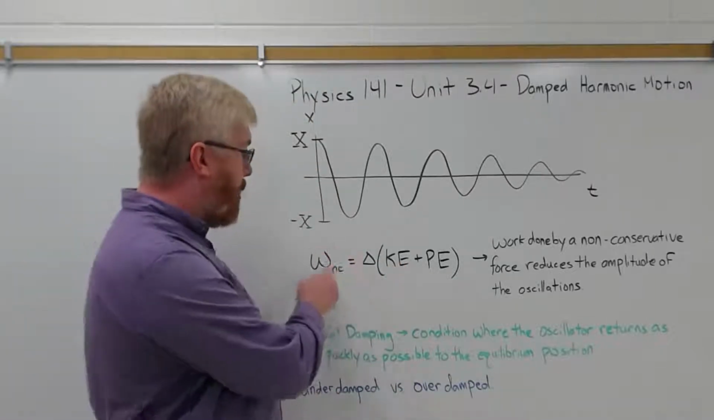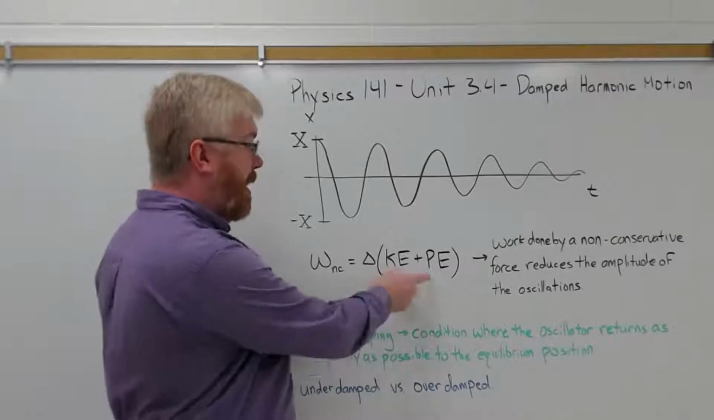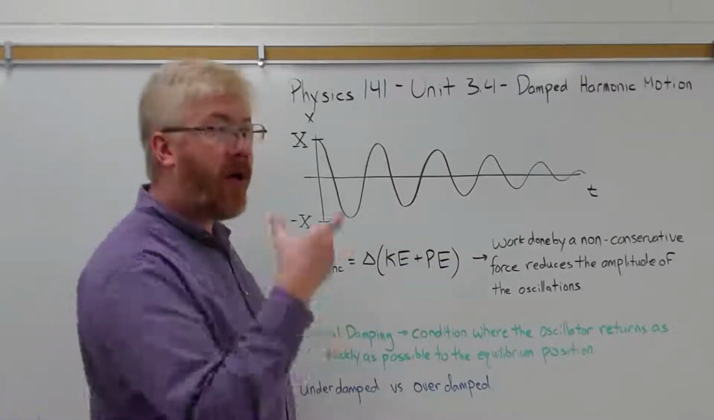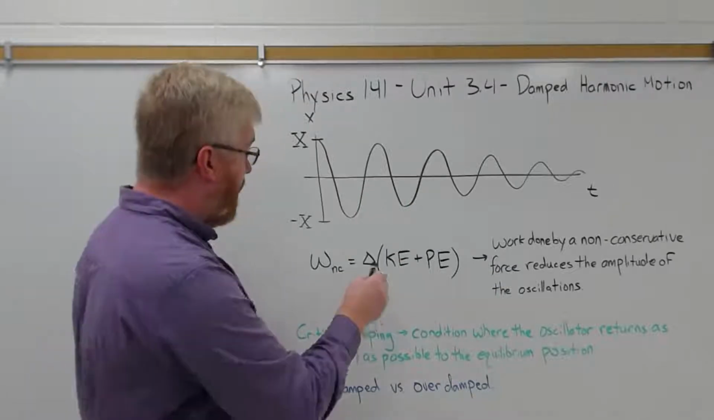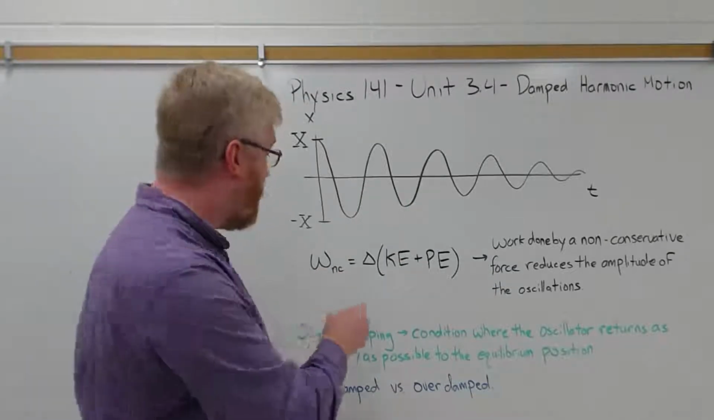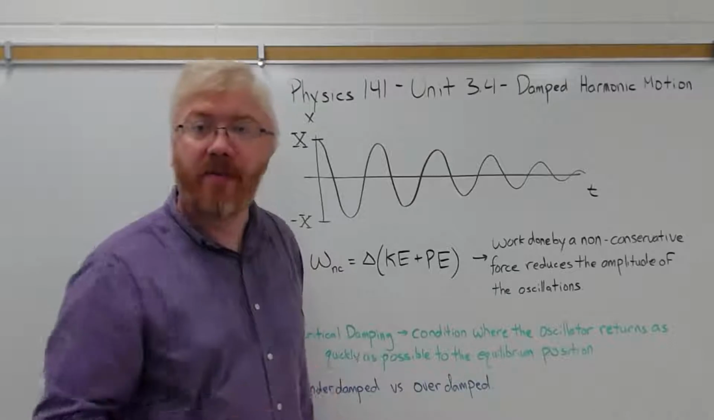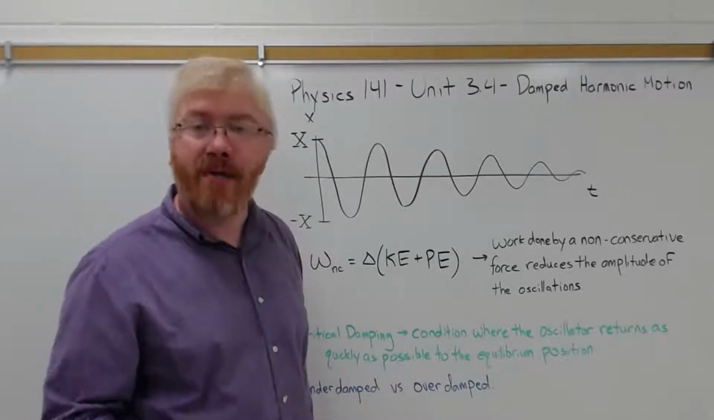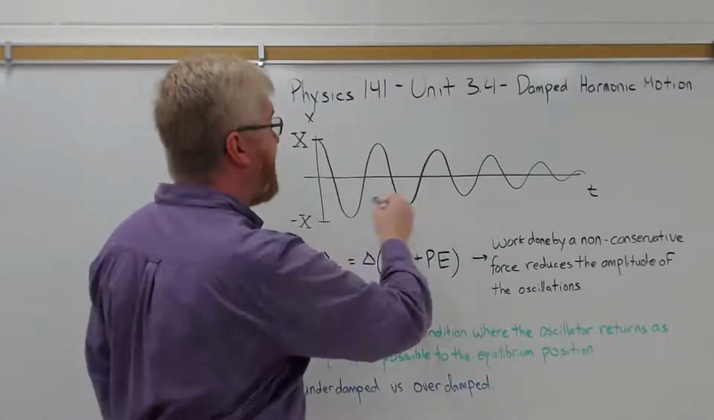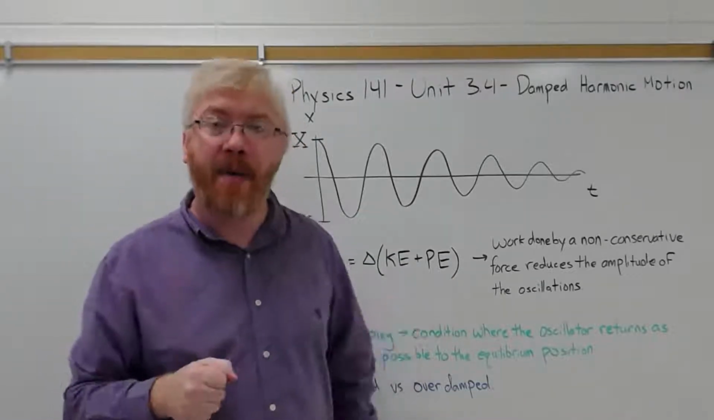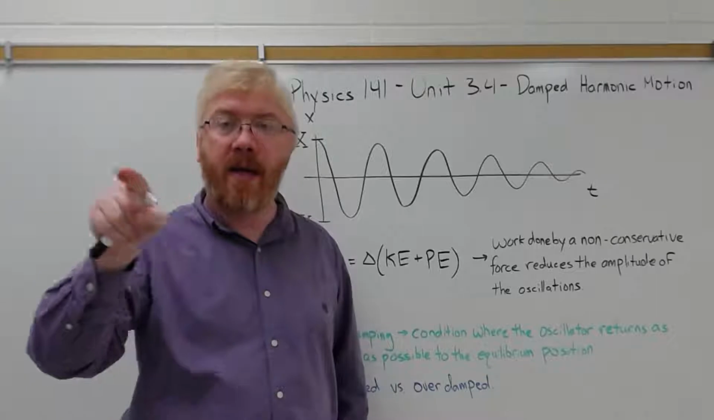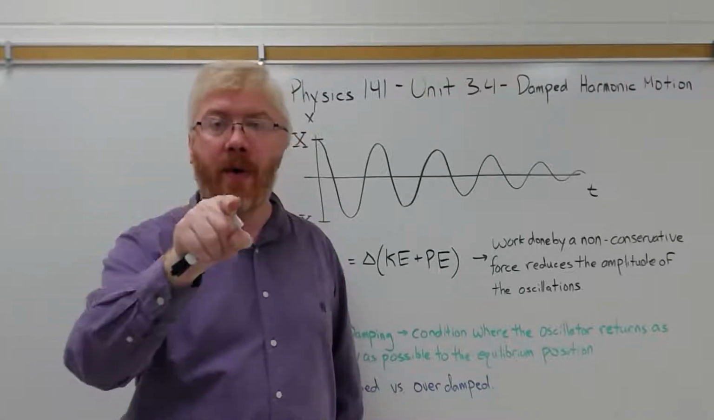So if there are no non-conservative forces, the change in kinetic energy plus potential energy is 0, and that thing will oscillate forever, always going back to the same amplitude. If there are non-conservative forces, work is being done, usually in the form of friction, to slow an object down, and you end up with damped motion. Again, a child on a swing, assuming they're not actively pumping, as they swing, the swing gets lower and lower and lower and eventually stops.